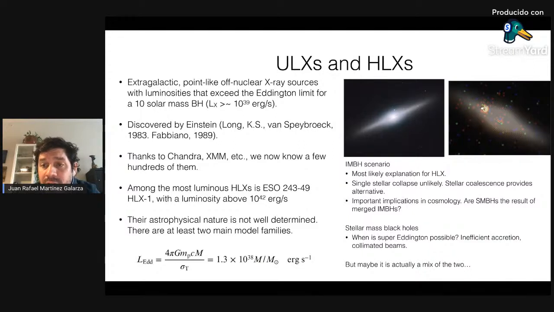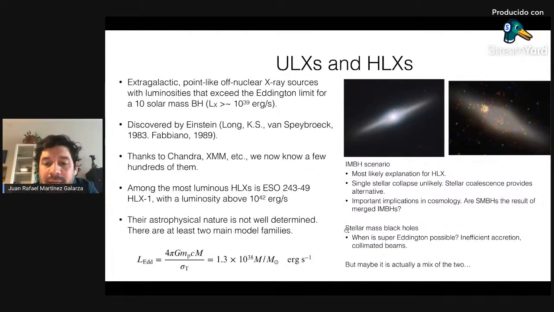If these objects actually exist, can we think that perhaps the way in which supermassive black holes in the center of galaxies form is because several of these intermediate mass black holes collide with each other? So that's the intermediate mass black hole scenario.